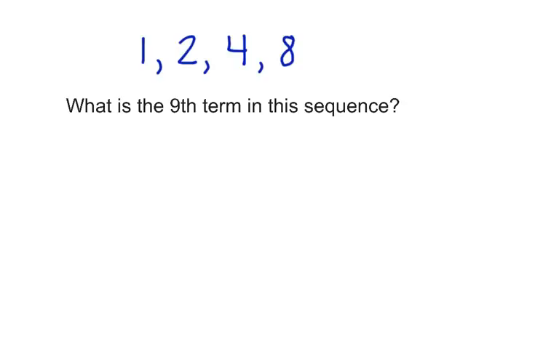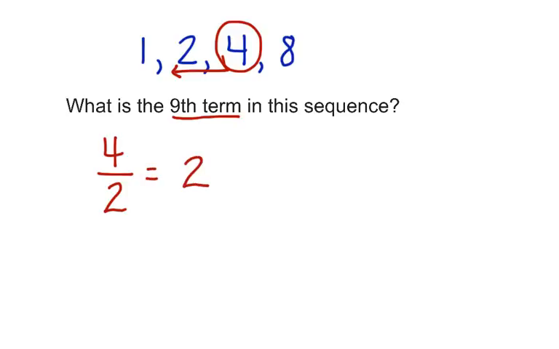To figure out any term in a sequence, we need to figure out a ratio. We use any term in the sequence and we divide it by the preceding term. In this case, if we chose 4, we could divide it by 2, and that would give us the value of 2. This tells us which value to multiply by to figure out what the ninth term is.